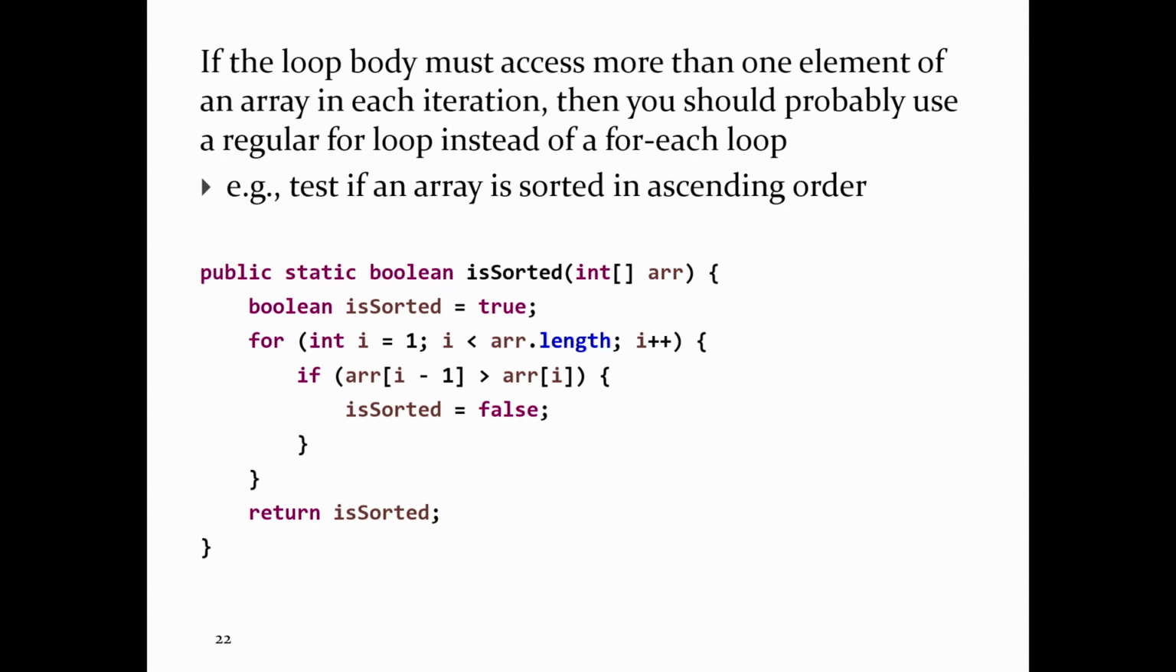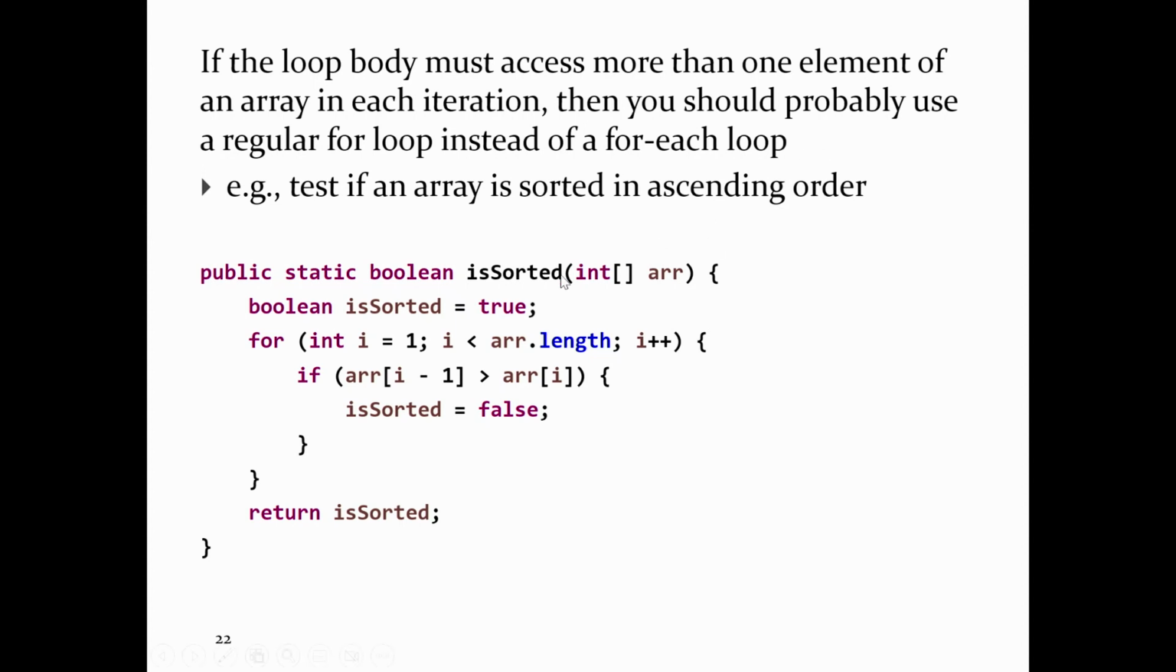I can use the loop variable as an index, and then I can access multiple values of the loop at the same time. So here's a little loop that tests: is that array sorted in increasing order? Is the second element bigger than or equal to the first? Is the third element bigger than or equal to the second, and so on and so forth. One way to write this method is to look at pairs of elements: first and second, second and third, third and fourth, fourth and fifth. If I find any that are out of order, I know the answer is false.